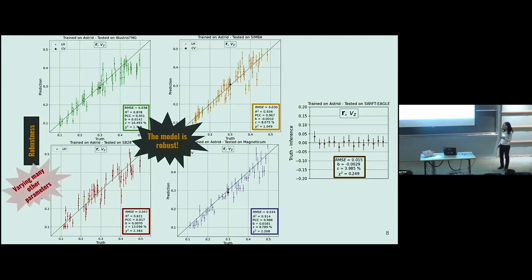And it is robust even when varying other cosmological and astrophysical parameters that the model has never seen before, because it was trained on Astrid, which varies only the 6 parameters that I told you previously. It also overcomes another difference, the halo or subhalo finder. Here it is Velociraptor in Swift-Eagle, while in the others the halo and subhalo structures were found with Subfind.